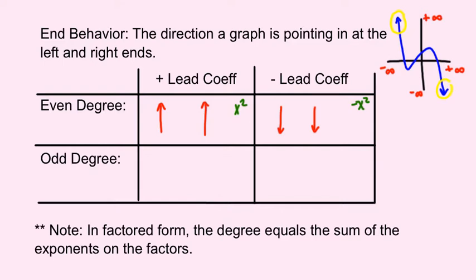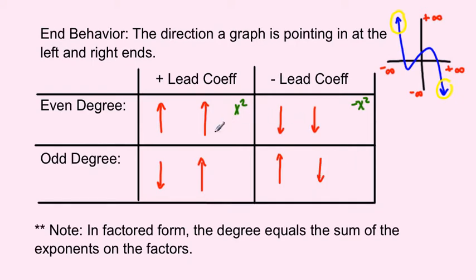Now I can talk about what happens if my number out in front is positive, but my degree is odd, so 1, 3, 5, 7, etc. Then my left end will be pointing down, and my right end will be pointing up, so down, up. If I have a lead coefficient that's negative and an odd degree as well, it actually will look like this graph over here. On the left, it'll be pointing up, and on the right, it'll be pointing down.